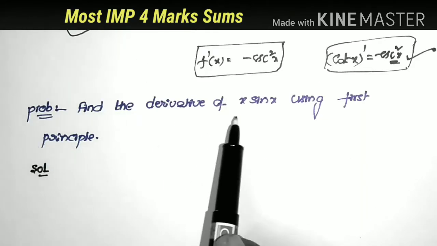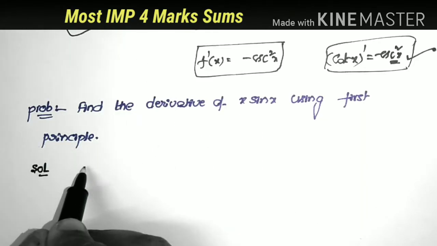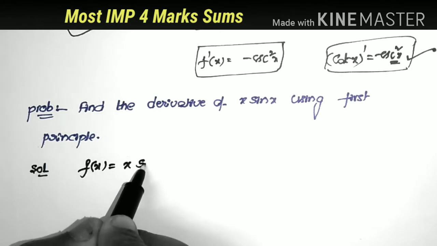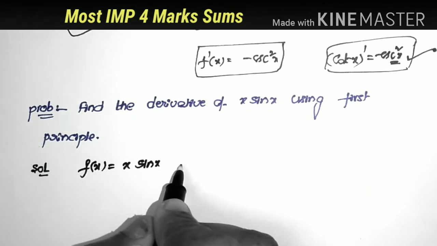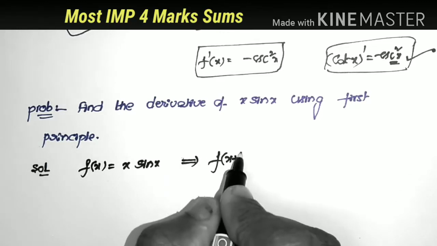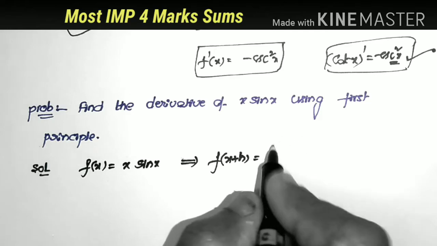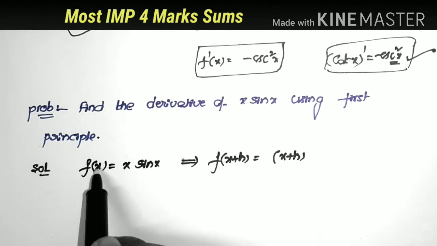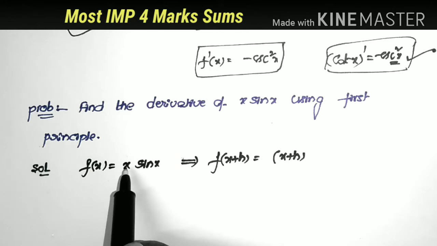Find the derivative of x sin x using first principle. So first we take that the given function is equal to x sin x, that is f of x is equal to x sin x, which implies what we want. So first we take the value f of x plus h. So f of x plus h means we take x plus h in place of x in the given function.